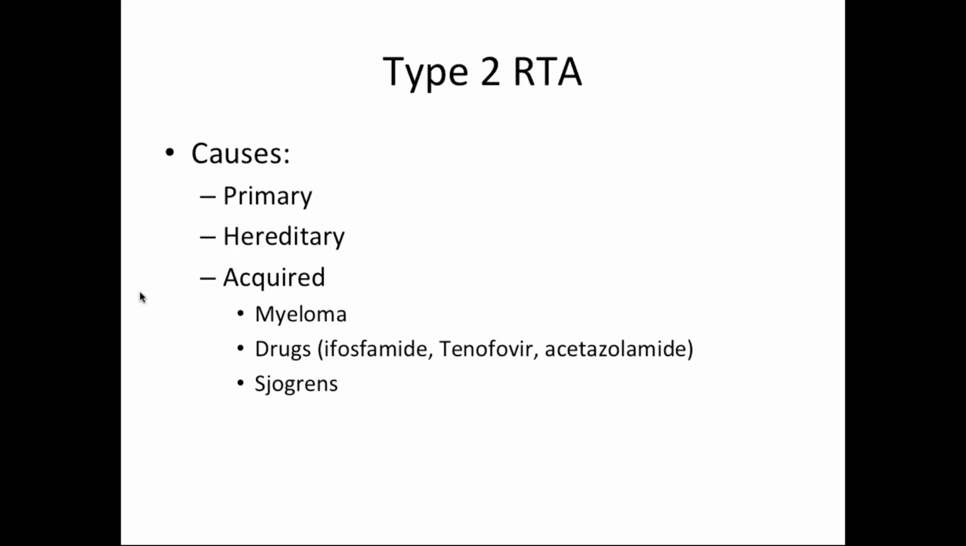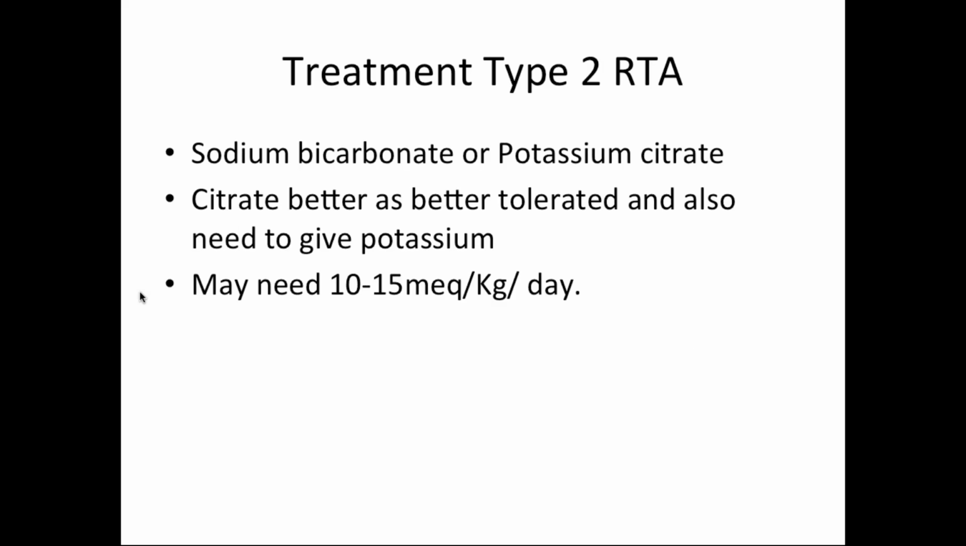The causes for type 2 RTA can be primary, idiopathic, or hereditary, with a long list of hereditary causes. In terms of acquired causes, myeloma, drugs, and Sjogren's are other etiologies. So treatment is to give sodium bicarbonate or potassium citrate. Citrate is usually better as it is better tolerated.